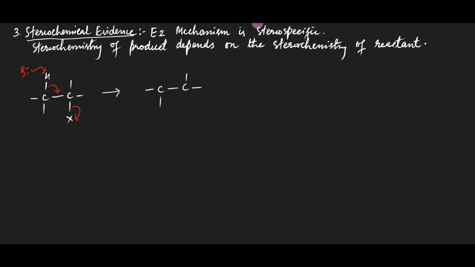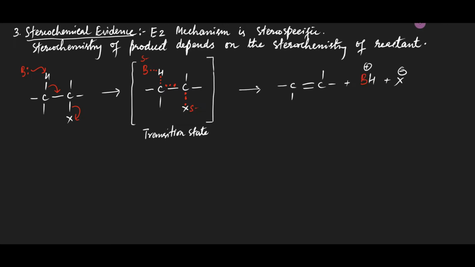For this, we can write a transition state like this, in which bonds being broken and bonds being formed are at intermediate stage and are shown in red dotted lines. Ultimately it leads to alkene product. If we focus on this transition state, we can see that 5 atoms involved in bond breaking and making, including the base, must lie in one plane.